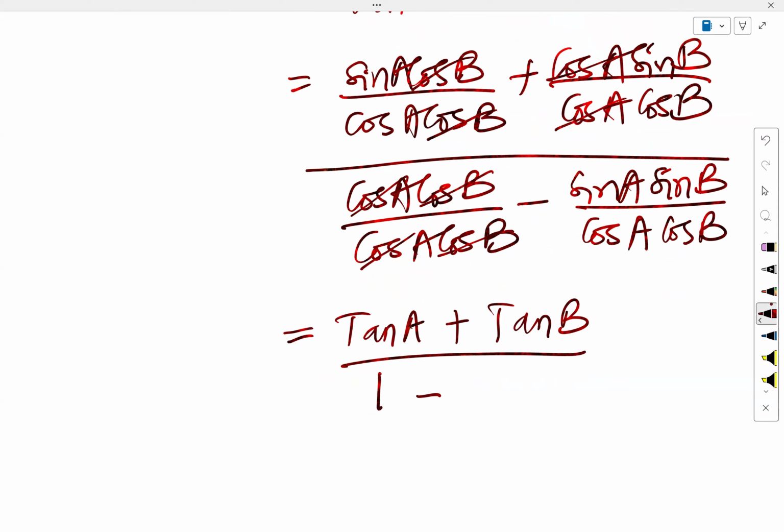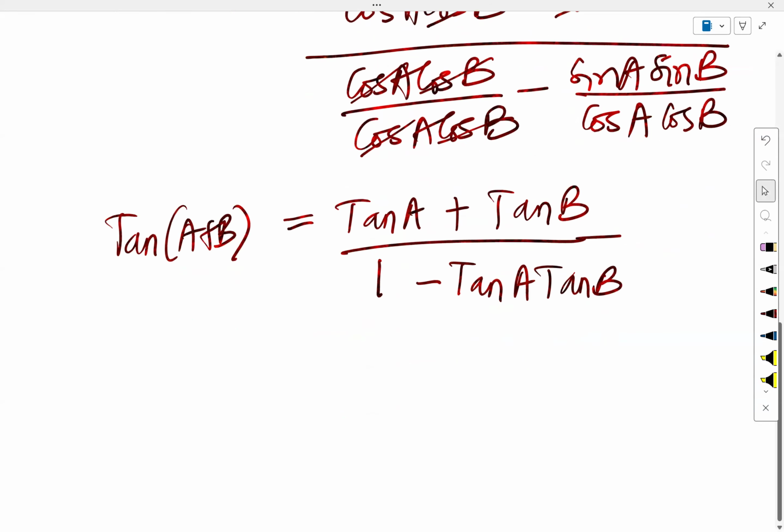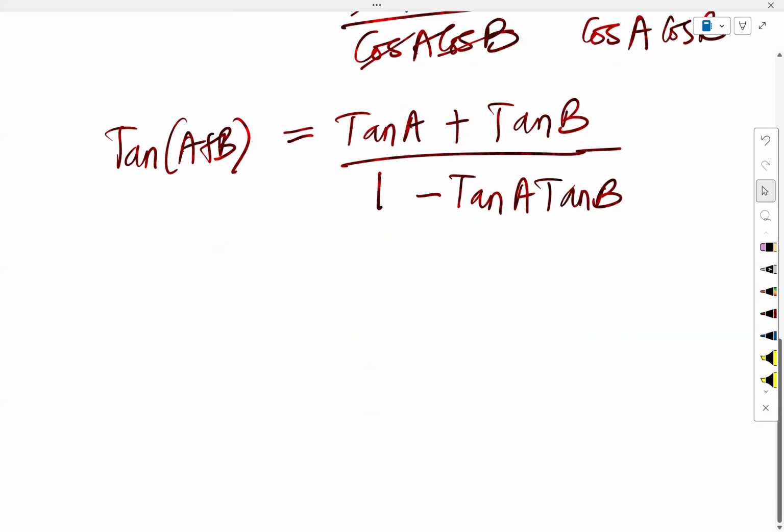So sin A over cos A, that is tan A. Sin B over cos B, that is tan B. Okay? So finally, you discover that tan(A + B) is the same thing as (tan A + tan B) over (1 - tan A tan B). Okay?